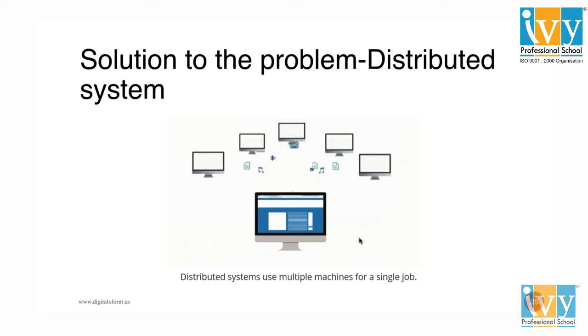So the solution to the problem is a distributed system. Now you have a huge amount of data. Distributed system means you will be using multiple machines for a single job. Now you won't be storing data on one machine. You'll be storing data on many machines. Like suppose data starts growing and you have 100 terabytes of hard disk on one machine. So now the data you need to store is 200 terabytes.